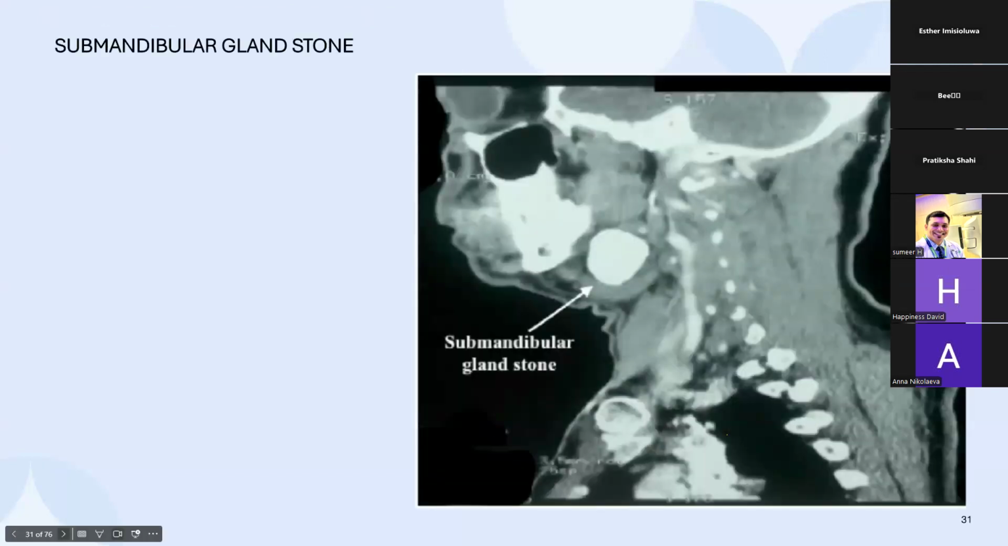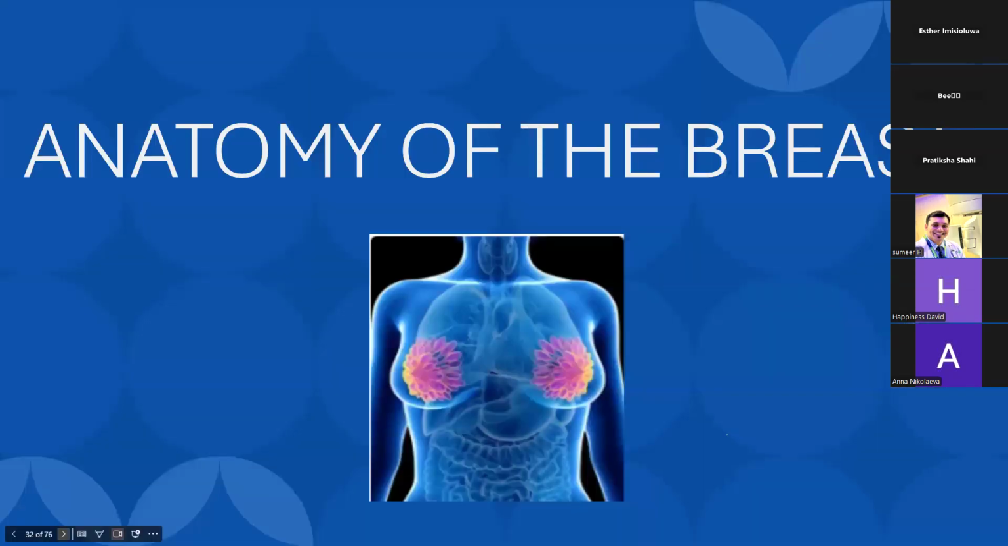Okay, and here is the submandibular gland stone. As you can see here, this is a CT, so it appears as a white structure. That's a stone in the submandibular gland.